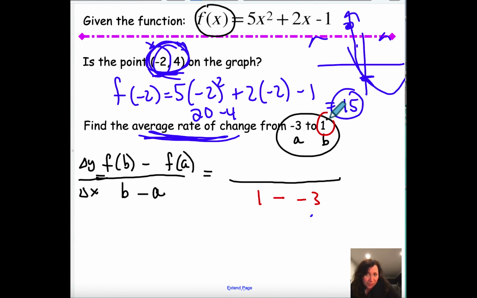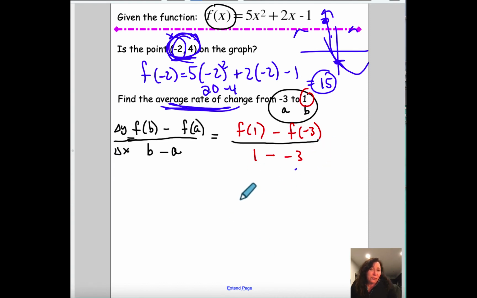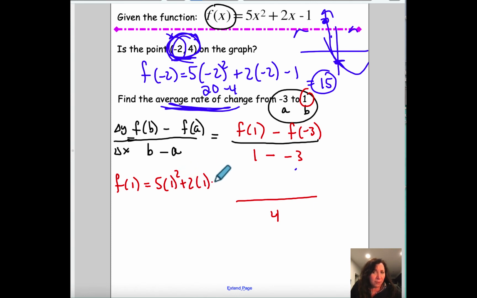So now that I have 1 minus -3, I'm going to plug in f of B. B is 1. See that? So I'm going to plug in f of 1, and then I'm going to subtract f of -3. So before I go any further, I need those values, right? So 1 plus 3 is 4. There's that. But now I have to find f of 1. So if I plug in f of 1, what am I going to get? 5 times 1 squared plus 2 times 1 minus 1. What is that? 5 plus 2, 7. 7 minus 1, 6. So f of 1 is 6.